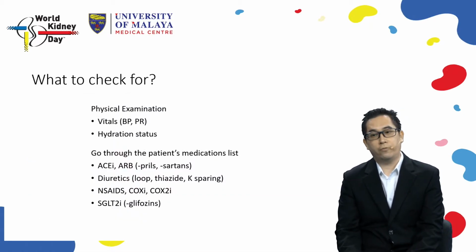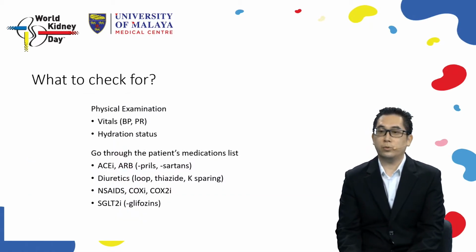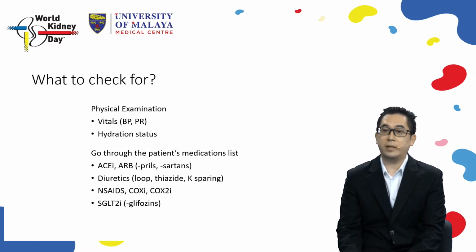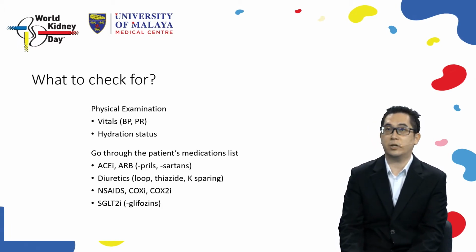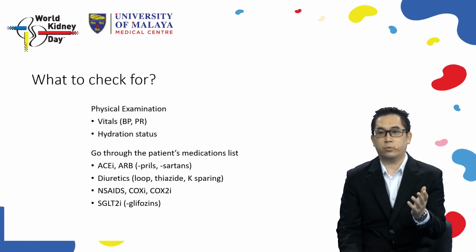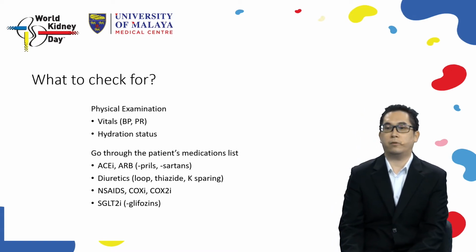As what to check for, as usual, you look for your vital signs, your BP, your pulse rate, and also your hydration status. That is to ensure the patient is mainly euvolemic and not hypovolemic or dehydrated. And the list of medication that you need to go through, the list is not extensive, but the medications that you should be aware of, as I know some of the audience may not be from the medical department.